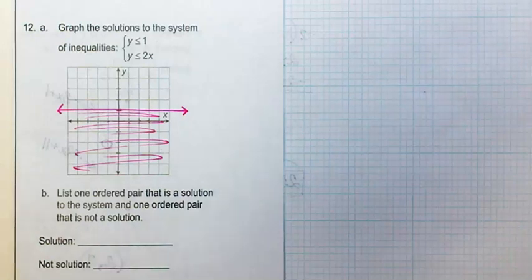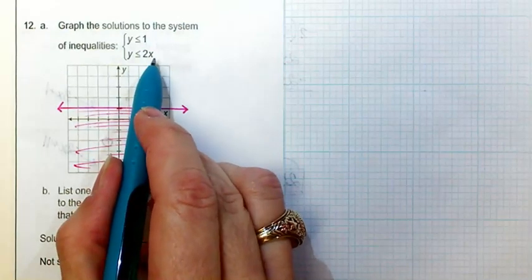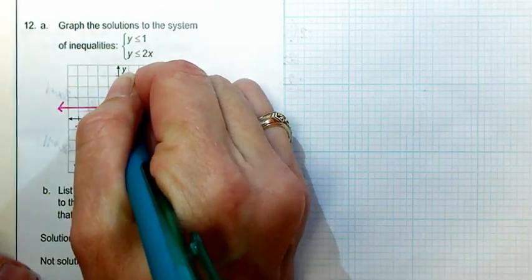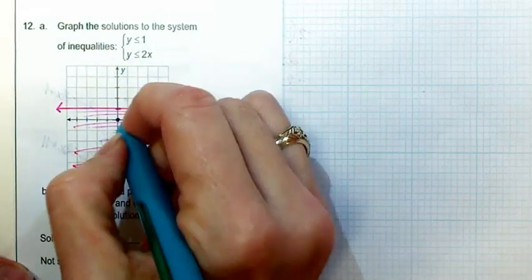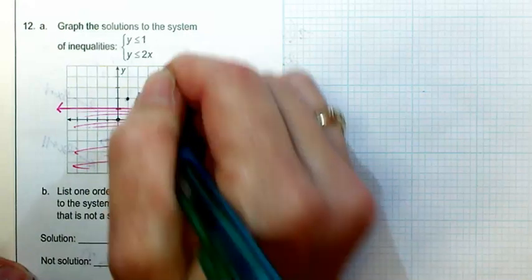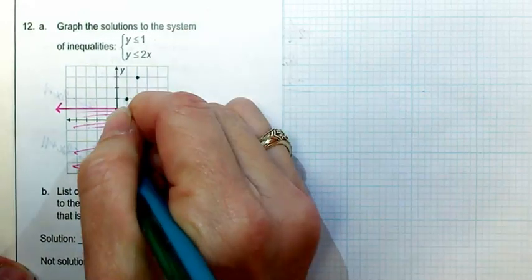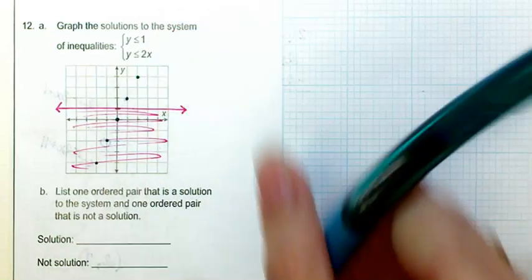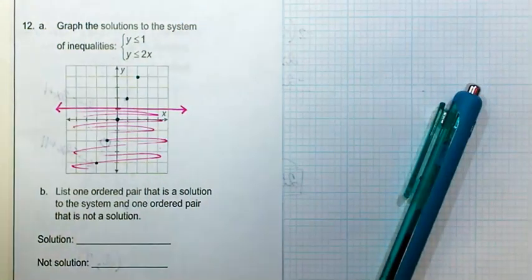Okay, now I've got to do the other line. Y is less than or equal to 2x. All right, this has no y-intercept, or in other words, the y-intercept is 0. So I know I start here. And my slope is 2, up 2 and over 1, up 2 and over 1, or down 2 and over 1, down 2 and over 1. Both of these are solid lines because it says less than or equal to. All right, so let me do that line.